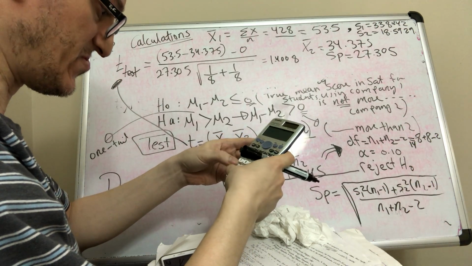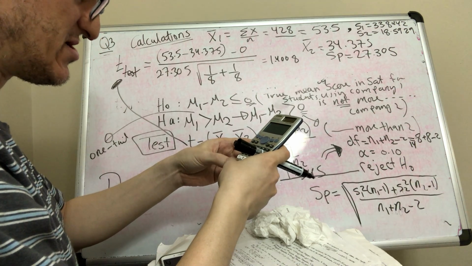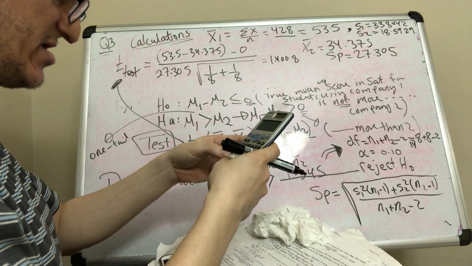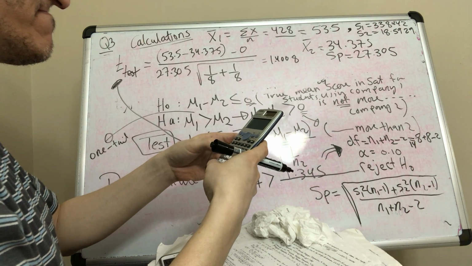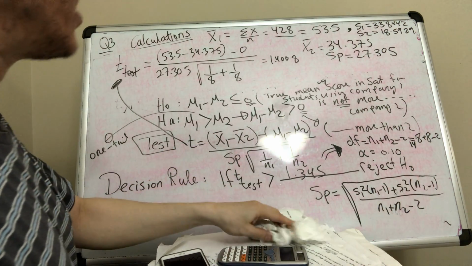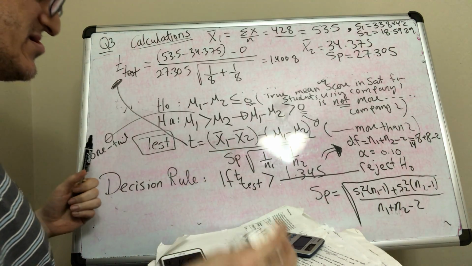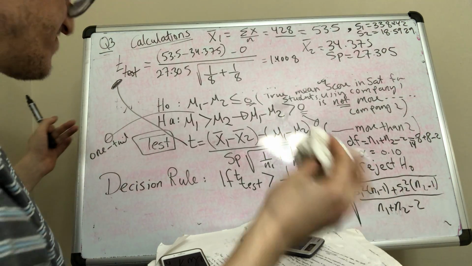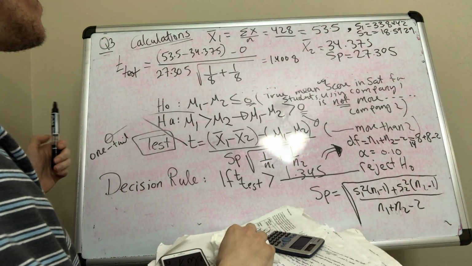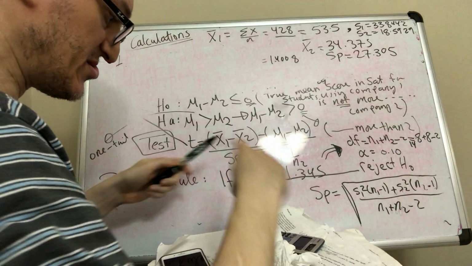Just wanted to make sure that I did the calculations right. So, 53.5 minus 34,375. In the bottom we have 27.305 times the square root of 1 over 8 plus 1 over 8. Yeah, I get 1.4008 for the answer. Okay, so we have the answer for this. We can make a conclusion. So your t-test is 1.4008.